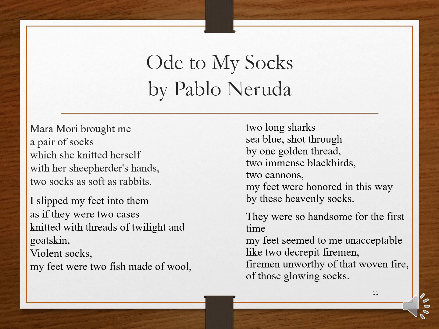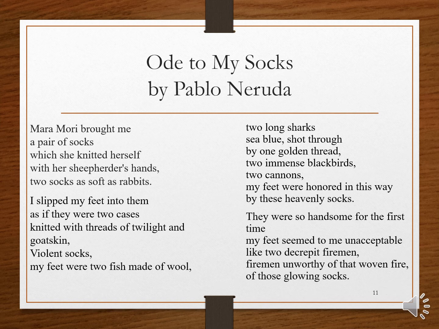Mara Mori brought me a pair of socks which she knitted herself with her sheepherder's hands, 2 socks as soft as rabbits. I slipped my feet into them as if they were 2 cases knitted with threads of twilight and goatskin. Violent socks, my feet were 2 fish made of wool, 2 long sharks, sea blue, shot through by 1 golden thread, 2 immense blackbirds, 2 cannons, my feet were honored in this way by these heavenly socks. They were so handsome for the first time my feet seemed to me unacceptable, like 2 decrepit firemen unworthy of that woven fire of those glowing socks.